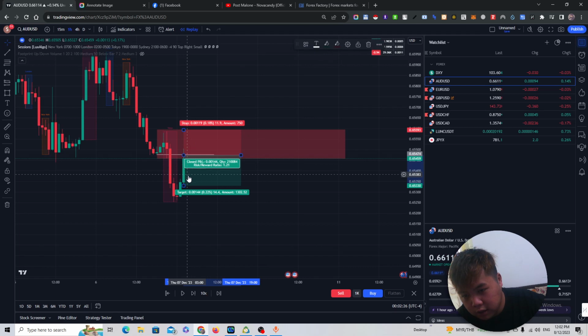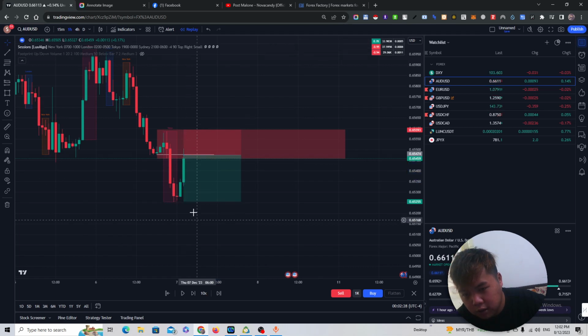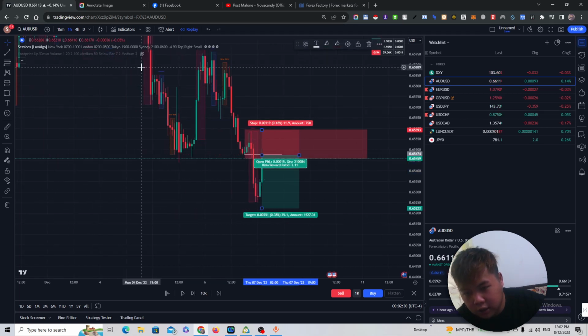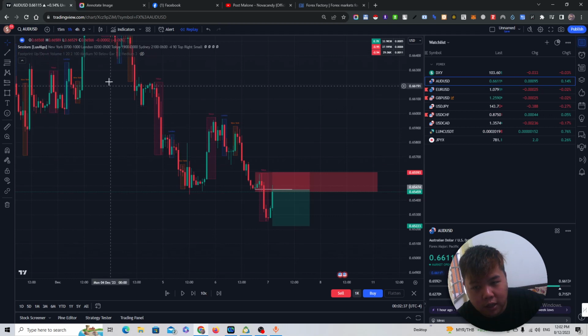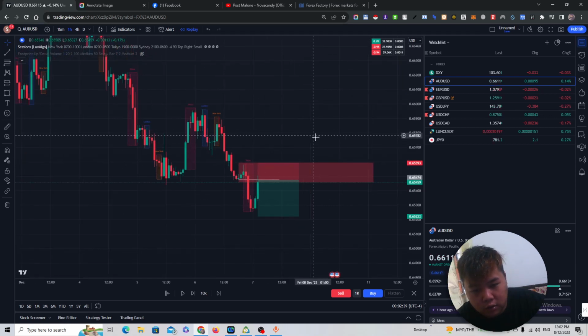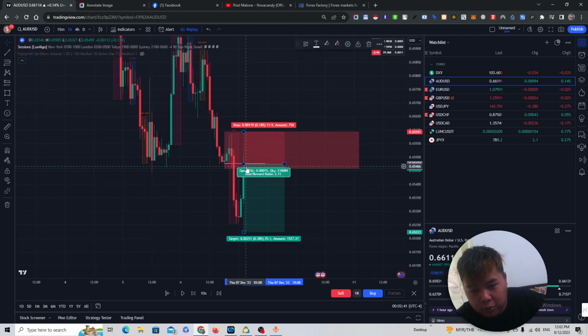Stop loss will be here. My target profit will be here, because it is currently in a downtrend. We don't know when the trend will be turning on us and become a bullish trend. So here, I open up a trade.